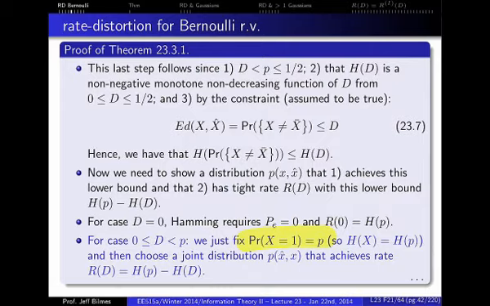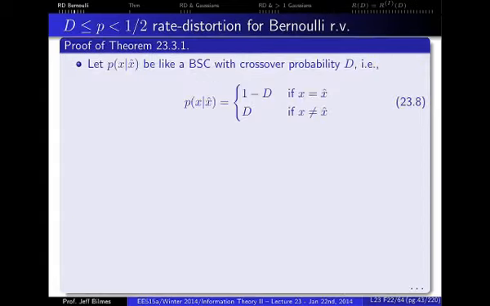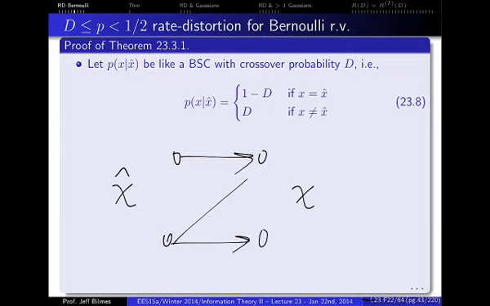So we fix the probability of x equal to P, because it's a Bernoulli random variable. And so H of x is equal to H of P. Then we're going to choose a joint distribution that achieves this lower bound, meaning it equals it. Okay, so how are we going to do that? Well, let's do this trick. We're going to do something like a binary symmetric channel, but from x hat to x. It's a little bit weird, but it doesn't matter. Basically, x hat and x are 0, 1 valued with crossover probability of D.